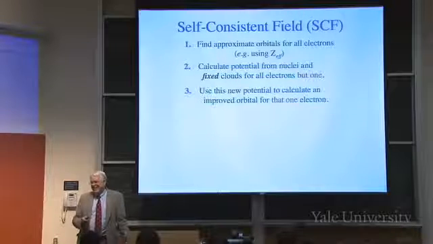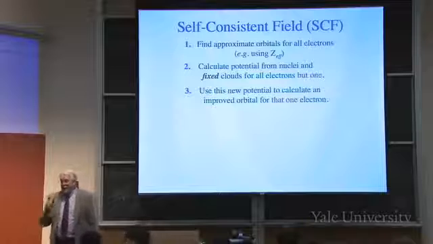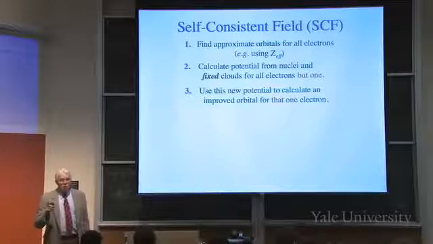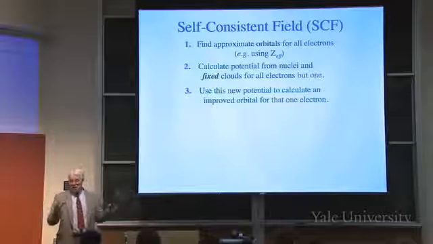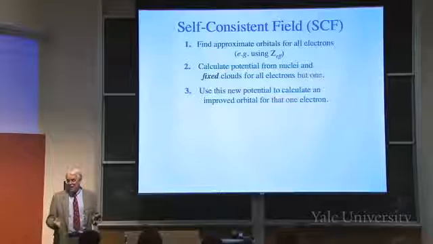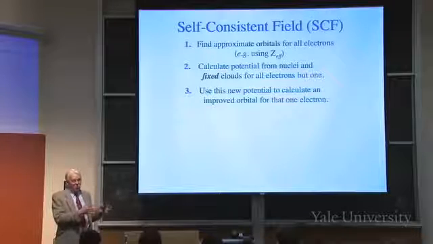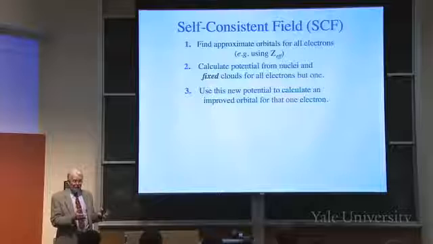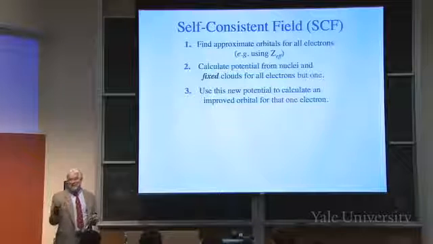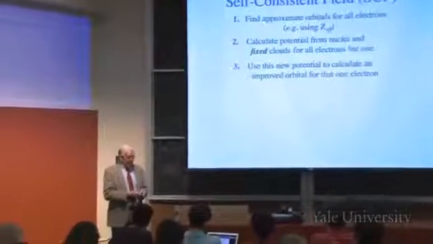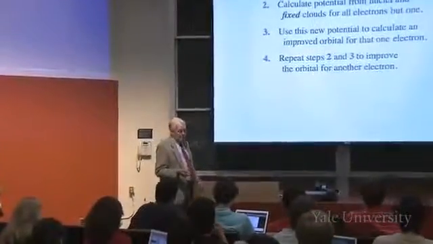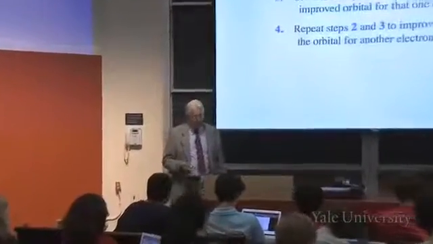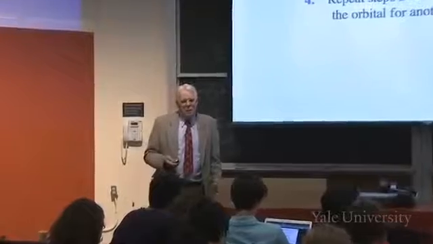Do it for every orbital in sequence. You do it for every other orbital in sequence. One at a time. You now know how that one is distributed in the cloud much better, right? So you take all the others but one, fix them in their approximate clouds. Now you calculate a potential for the second electron and do that trick. Okay, so we repeat steps 2 and 3 to improve the orbital for another electron. Then what do we do?